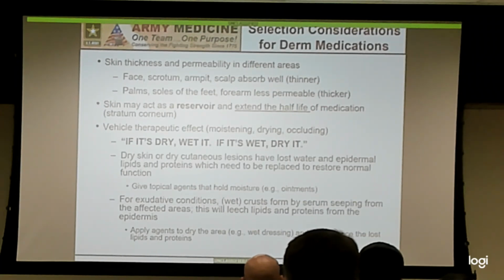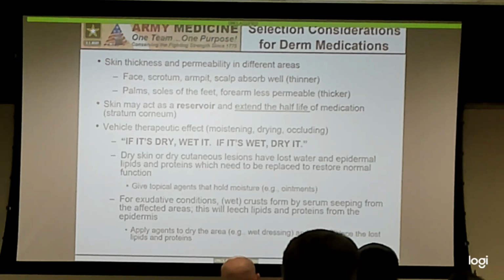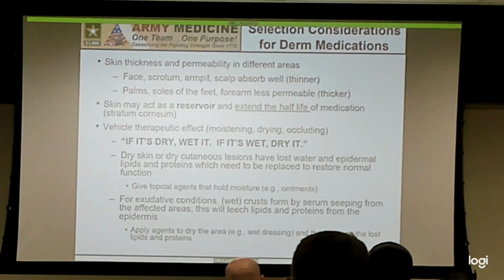So for our exudative conditions, those crusts that form when they're weeping, so if we're talking about, oh my gosh, I just said poison ivy, okay? We're getting our lipids and our proteins out of our epidermis, okay? That's what that liquid looks like. Most of the time it's clear. Sometimes you'll see that it has a little white in it. Then we're going to apply our agents to dry that area and replace what they're losing from all of that weeping.